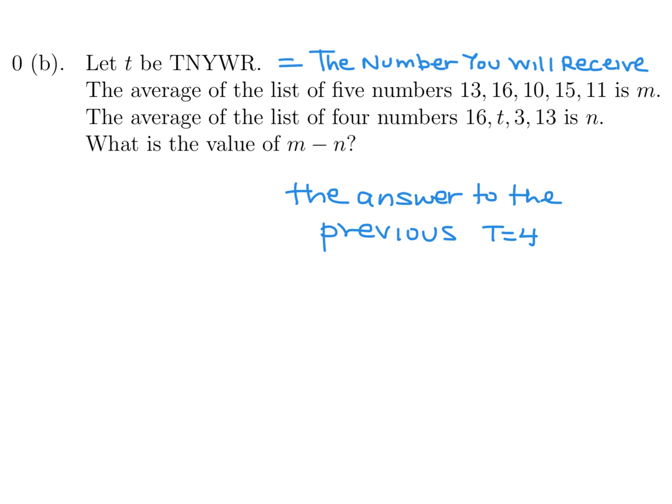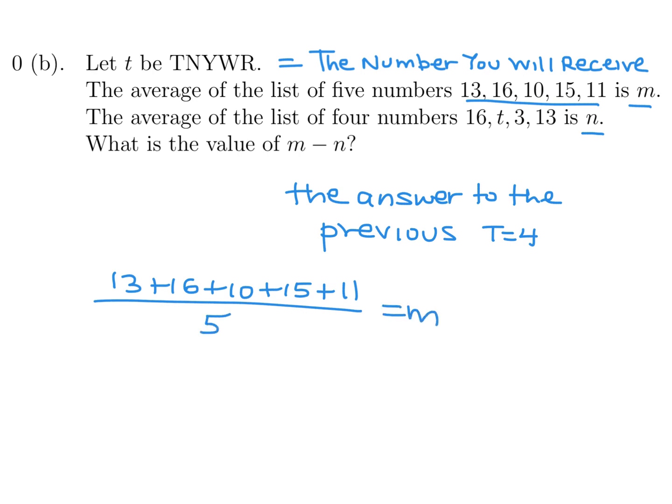The average of the list of numbers is m. The average of this list of 4 numbers is n. What is the value of m minus n? Okay, so you guys know how to figure out the average of a set of numbers. You just add them, and then you divide by how many numbers there are. And in this case, there are 5 numbers. And they're saying that is equal to m. When you crunch out these numbers, you'll get m equal to 13. And then the average of these 4 numbers is n.